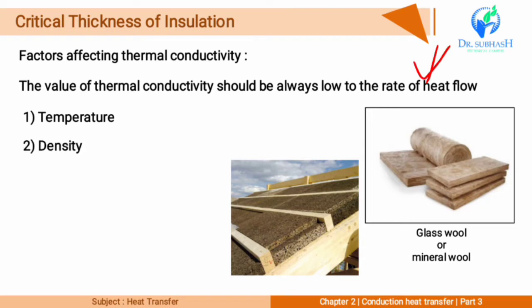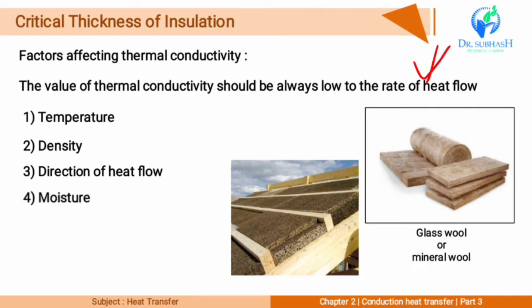The second one is density. There is no mathematical relationship between thermal conductivity and density. The common understanding that a high density insulating material will have a higher value of thermal conductivity is not always true. Third one is the direction of heat flow. For most insulating materials, except a few like wood, the effect of direction of heat flow on the value of thermal conductivity is negligible.